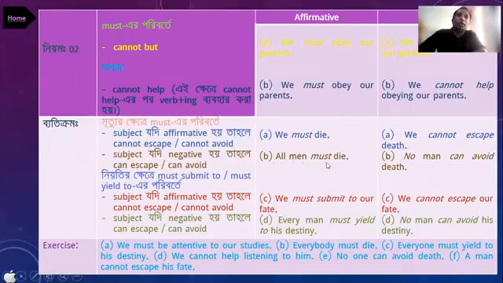All men must die. The negative form of all is no. No man. Here man is plural. We have to use here the singular form of men, which is man. No man can avoid death or no man can escape death.